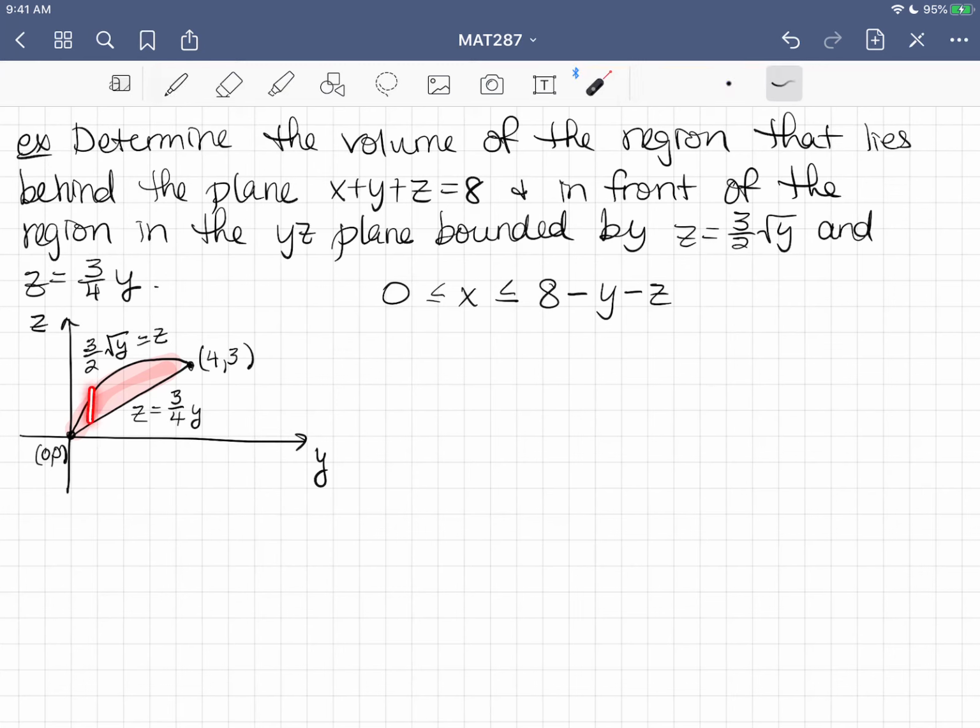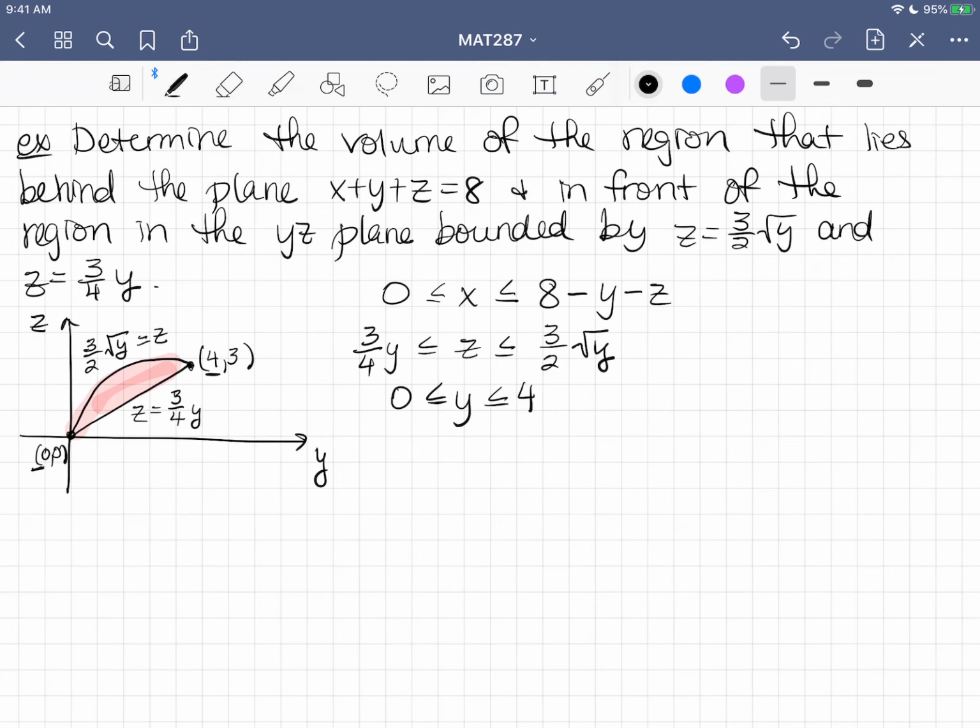And it's going to be most natural to take a vertically simple region. So z is going to go from the line up to the curve. Does everyone see that? So z goes from 3/4 y to 3/2 root y. And finally y, well, we can see here, y goes from 0 to 4.